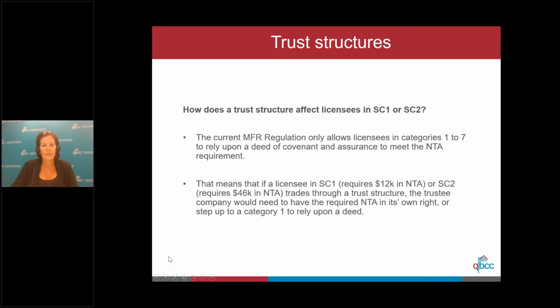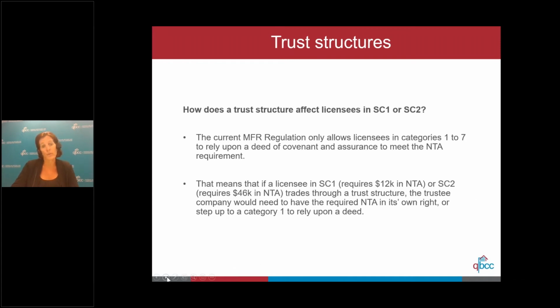And the last bit that we wanted to cover off on is that for SC1 or SC2 contractors, the legislation as it currently stands does not allow for an SC1 or an SC2 licensee to rely on a deed. Only categories 1 to 7 are able to use a deed.